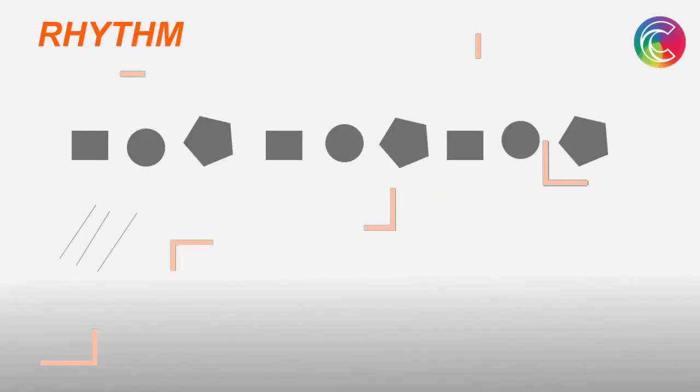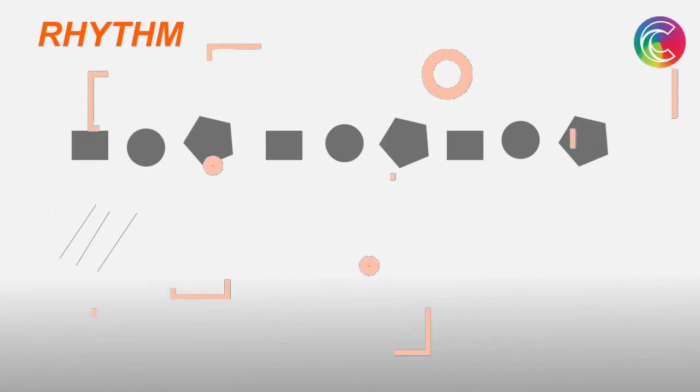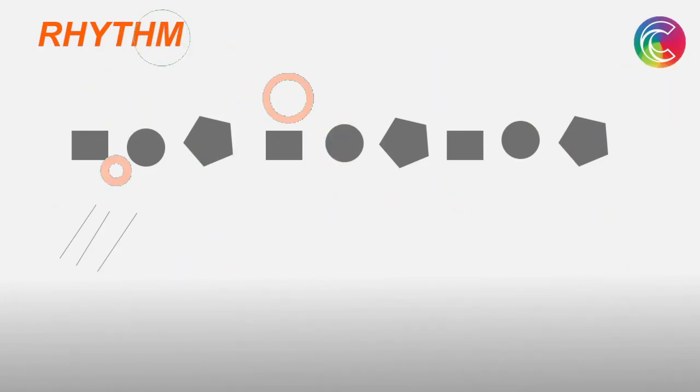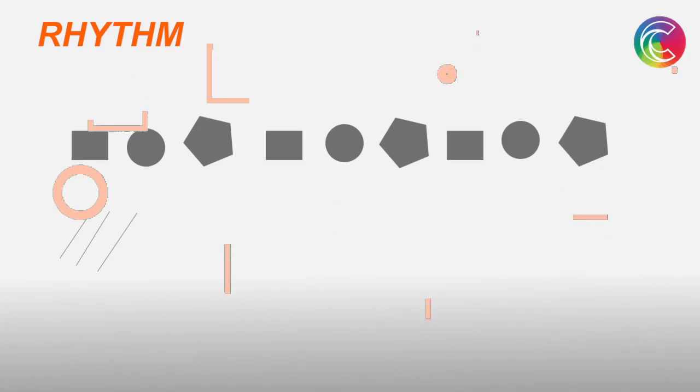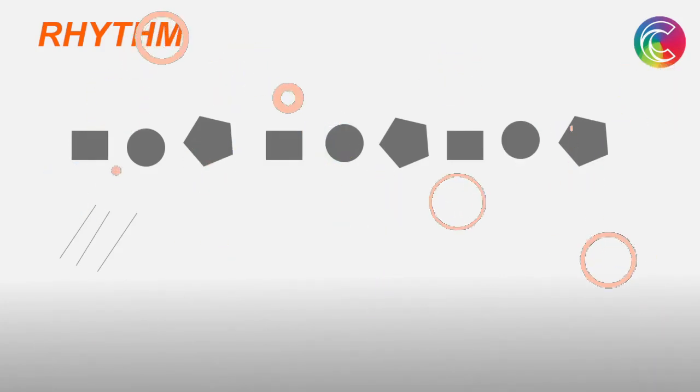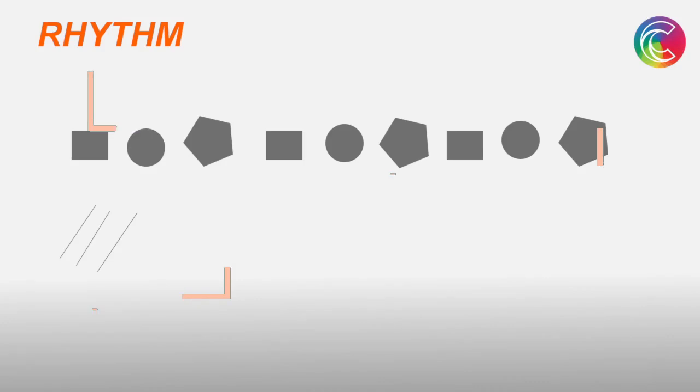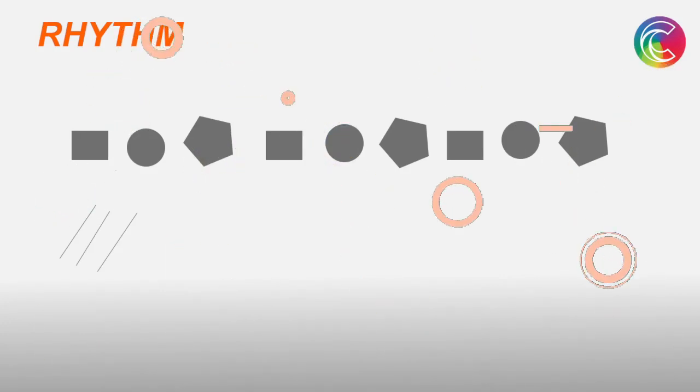Then rhythm is something that is repeating in an ordered way. So look at this example. First I have a square, next I have a circle, next I have a pentagon, I have a square, I have a circle, I have a pentagon. If I ask what is the next, then you will say square, circle, pentagon. What is next? Again same, right? So it is repeating, and it is repeating in a certain order. So this is how rhythm is played.